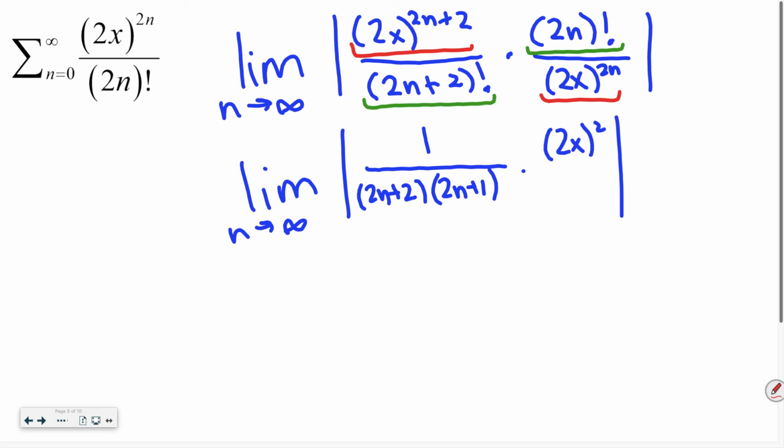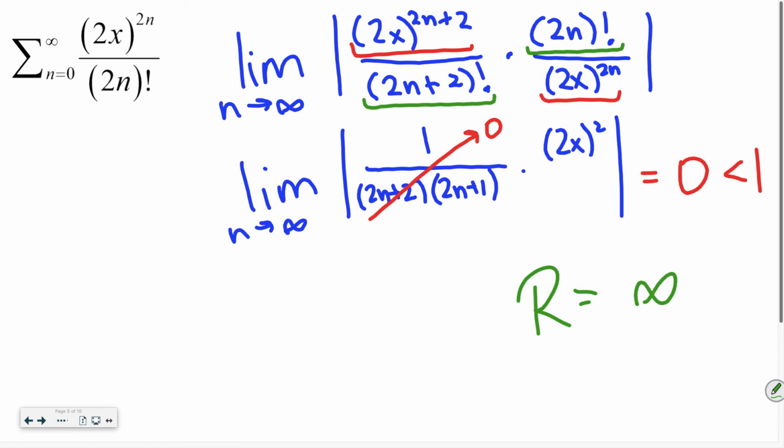What is this limit? Our limit is 0. Let's just see, how often is 0 less than 1? Most of the time. So it's all of them. Our radius of convergence is infinity. Any number that you plug in there, you will have a convergent series.